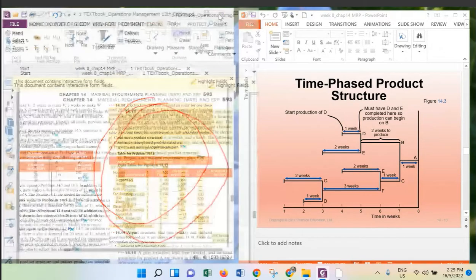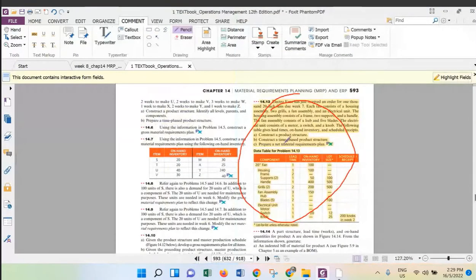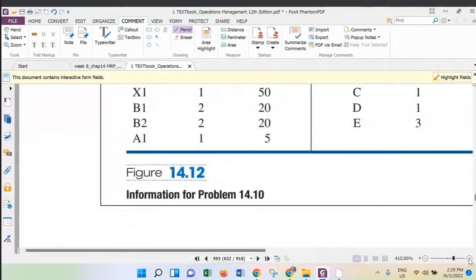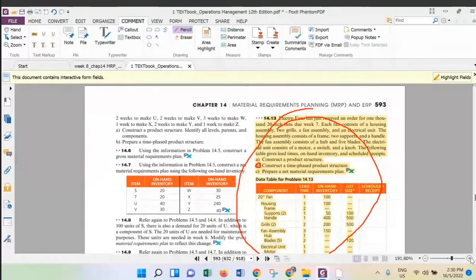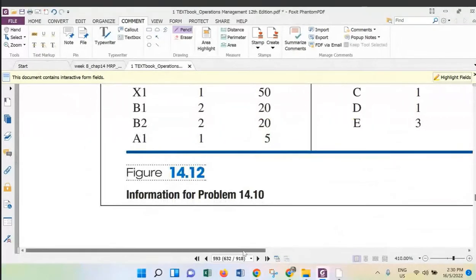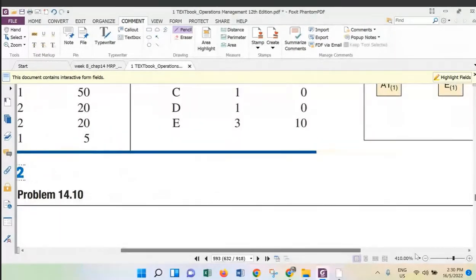Clear, Doctor. Alright, so for this question, can I see your time phase product structure? Before we do C. Okay? In about 10 to 15 minutes, or about 5 to 10 minutes, can you complete this question B? I want to make sure your product structure is correct. Can you do it now?